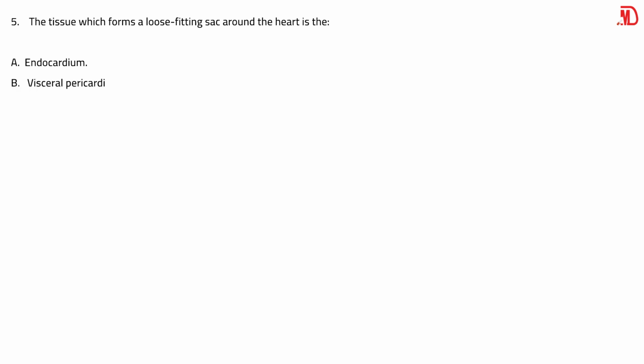Question 5. The tissue which forms a loose fitting sac around the heart is the A, endocardium, B, visceral pericardium, C, myocardium, D, epicardium, and E, parietal pericardium.